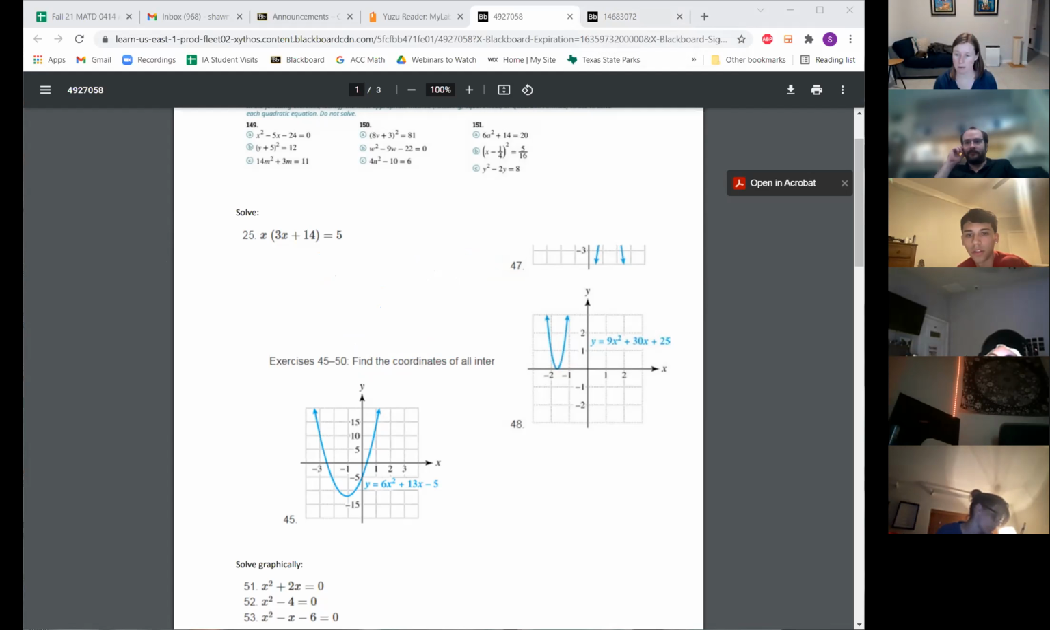I would turn the y into 0. When you do that, that means you're finding your x-intercepts. So remember, we have to find x and y. We're starting with x, if you're setting y equal to 0. And then what do you think here? Factoring, square rooting, completing the square, or the quadratic formula? What do you think?